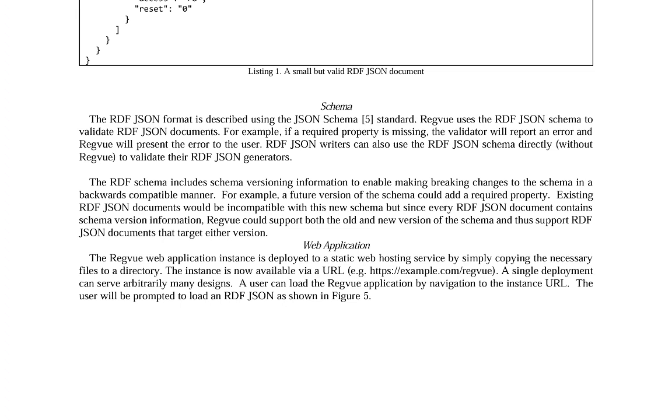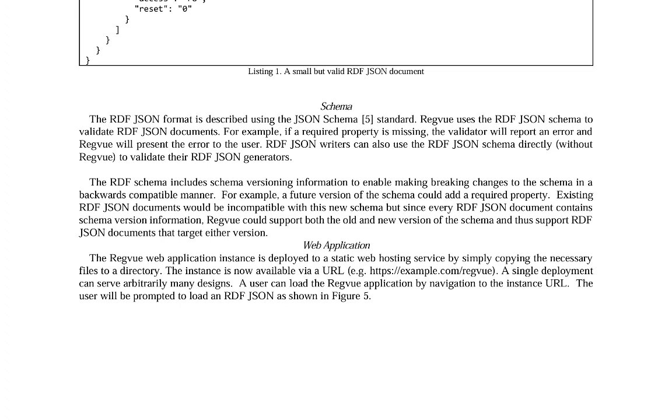RDF JSON writers can also use the RDF JSON schema directly, without Regvue, to validate their RDF JSON generators. The RDF schemas include versioning information to enable breaking changes to a schema in a backward compatible manner. For example, a future version of a schema could add a required property, making existing RDF JSON documents incompatible with this new schema. But since every RDF JSON document contains schema version information, Regvue could support both the old and new versions of a schema.